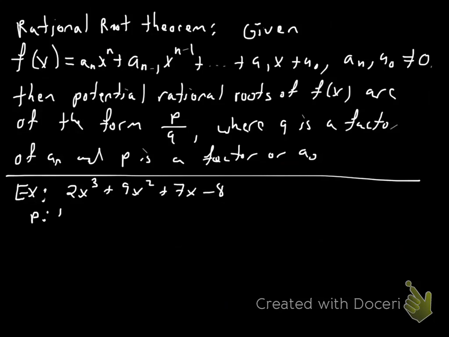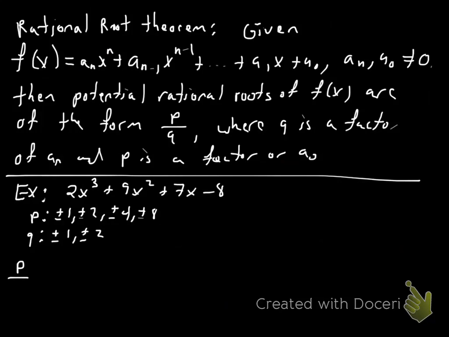Okay, factors of p would be the factors of negative 8. So we're going to take both the positives and negatives. So factors of 8 would be 1 times 8 and 2 times 4. So we'll get a 1, a 2, a 4, and an 8. Those are my factors of p, or factors of the negative 8. The q is, we're looking for factors of 2. So the only factors of 2 are 1 and 2, and then we'll take both plus and minus versions.